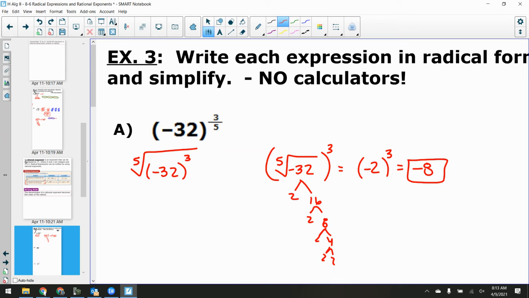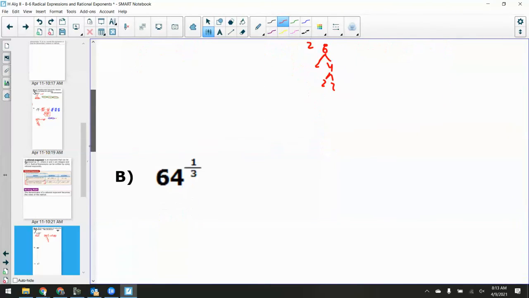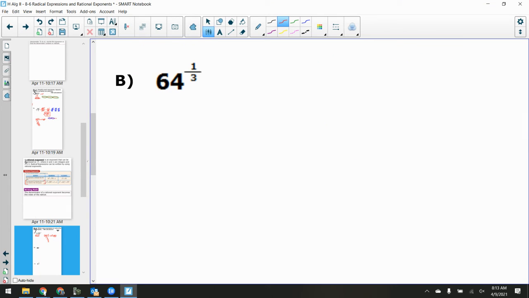Okay? All right, let's keep it going. 64 to the 1/3 power. Whenever you have a 1 in the numerator, you're not changing that number at all. The only thing I could do is take 64 to the 1st power and take the 3rd root of that. So if you've got a 1/3 exponent, that's taking the cube root of that number. And then the cube root of 64.